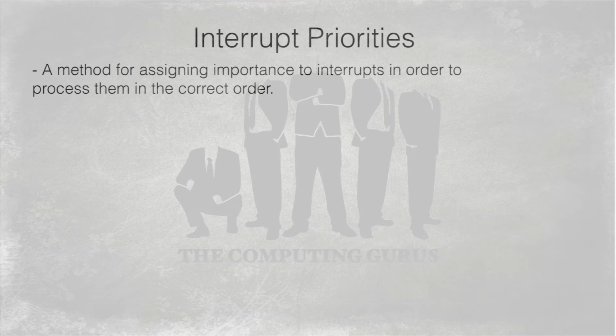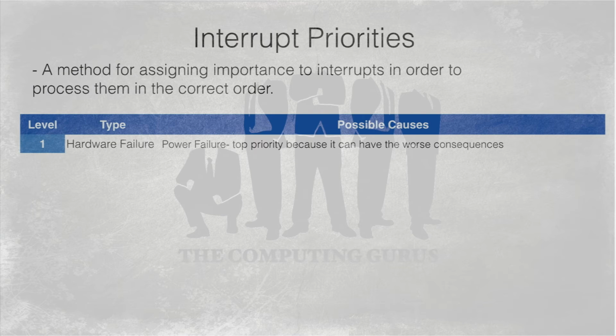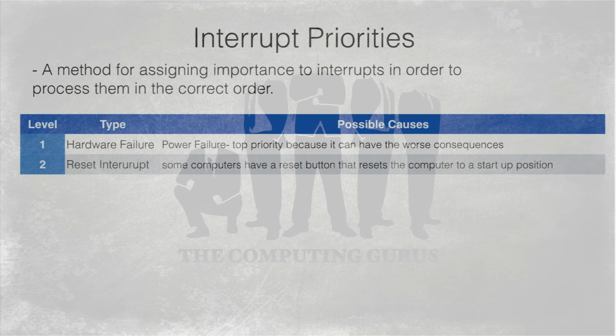And now we're going to talk about interrupt priorities. Interrupt priority is a method for assigning importance to interrupts in order to process them in the correct order. Level 1. Hardware failure. This is level 1 as it has the worst consequences, such as a loss of vital data. Level 2. Reset interrupt. This is when someone presses the reset button on the computer and causes it to restart.